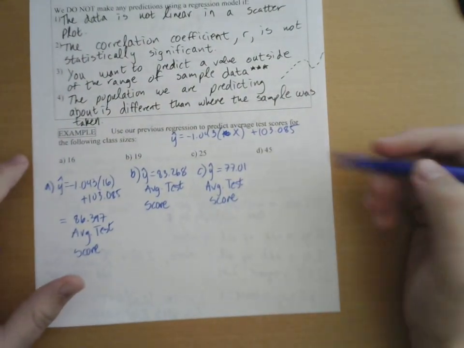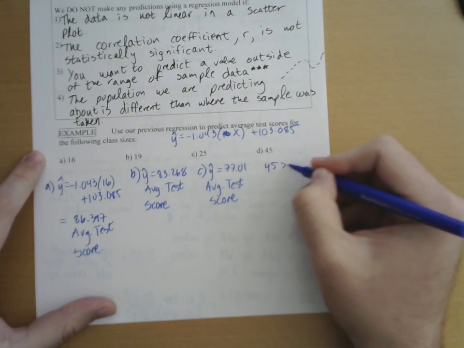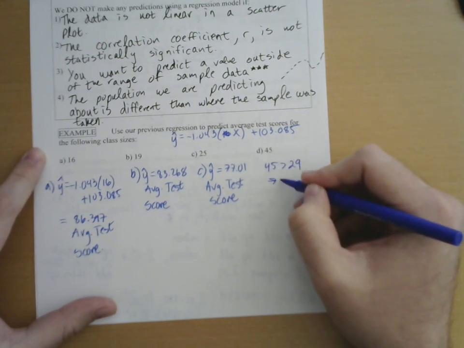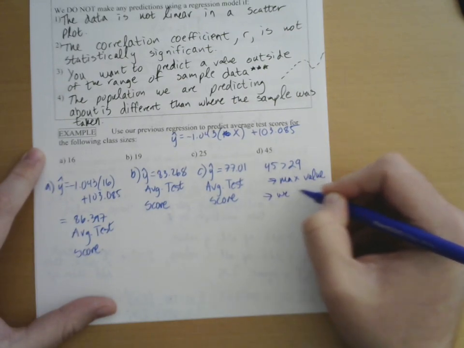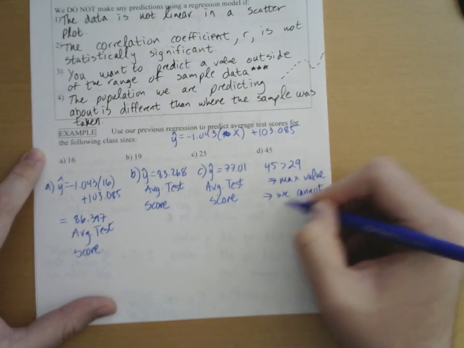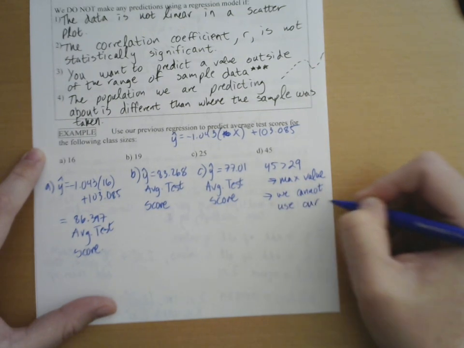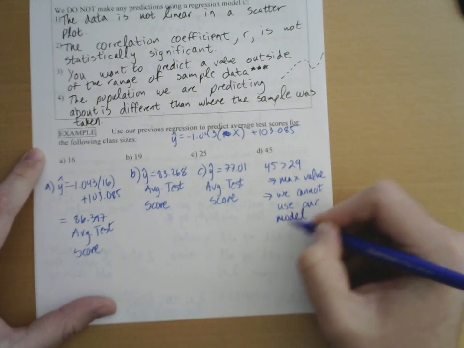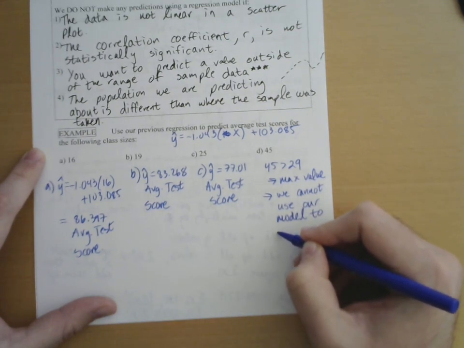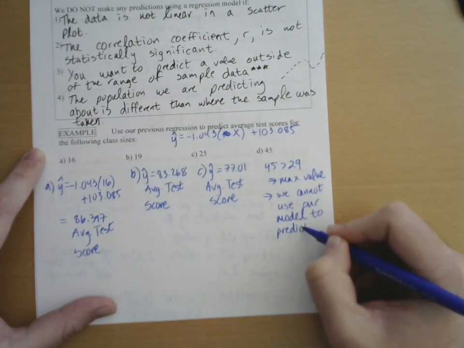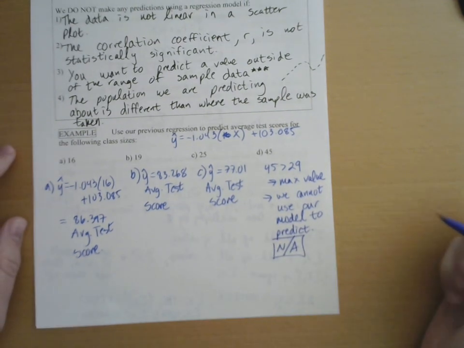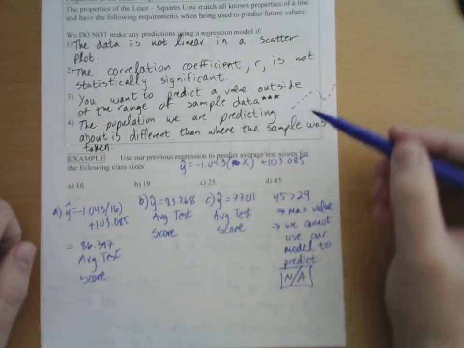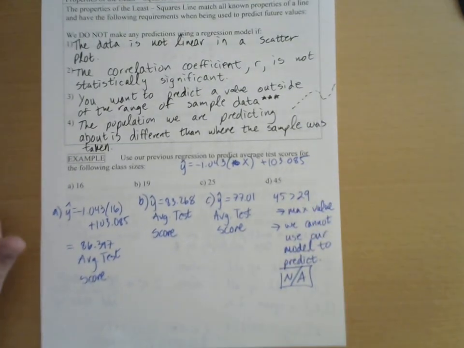And then finally in D, with 45, 45 is greater than 29, which is our max value. That means we cannot use our model to predict or estimate this. In other words, N/A, not applicable. It's outside that range. It falls under this third category here, outside the sample data. So always keep those things in mind.